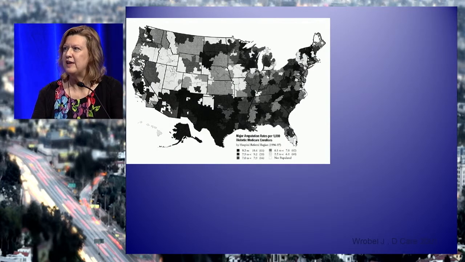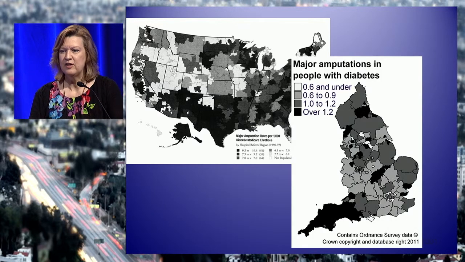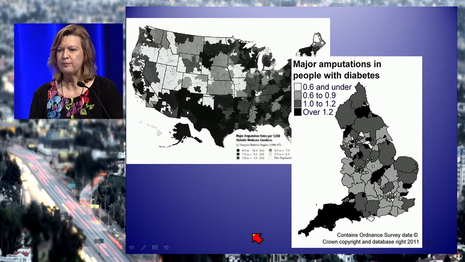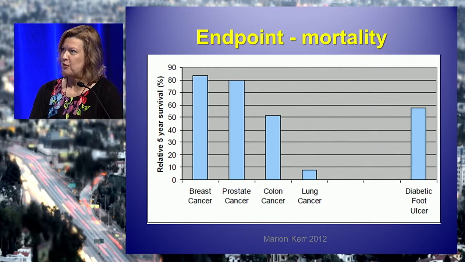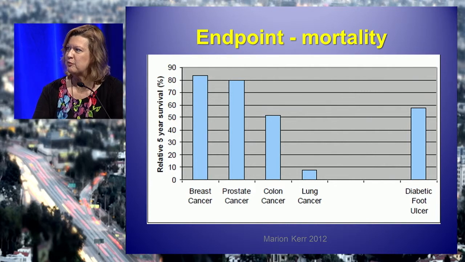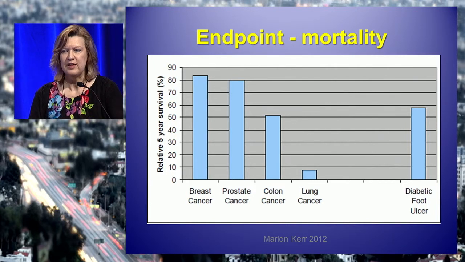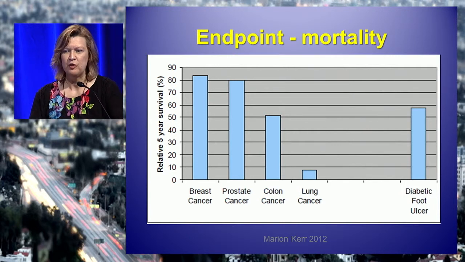We've also seen the variation in amputation rates across the US and also across the UK. That's an endpoint, not a great one, and we need to think about why that variation exists. We've also already heard about mortality. We've already seen a slide very similar to this, showing that patients with diabetic foot ulcers have very similar mortalities to some of the major cancers.